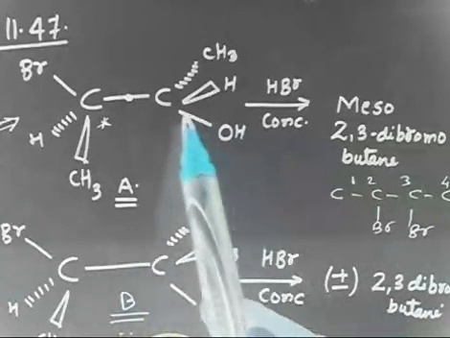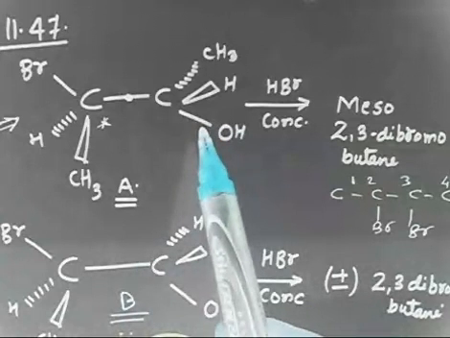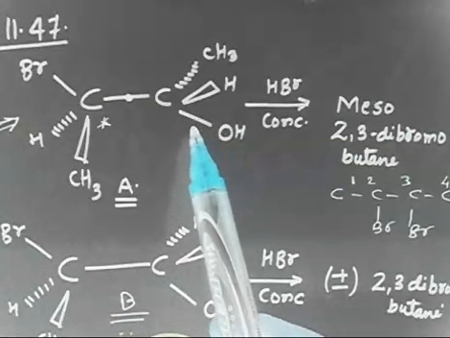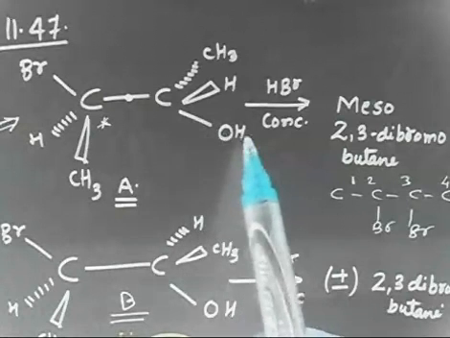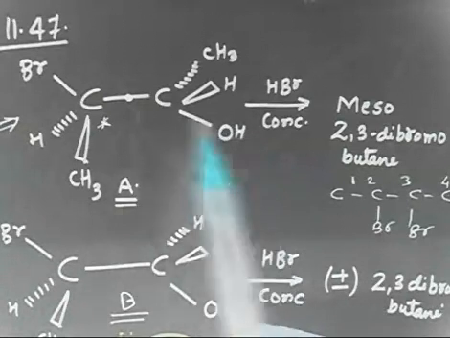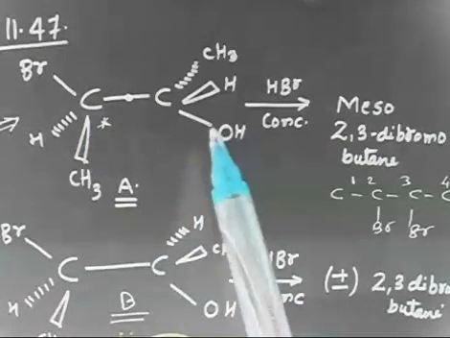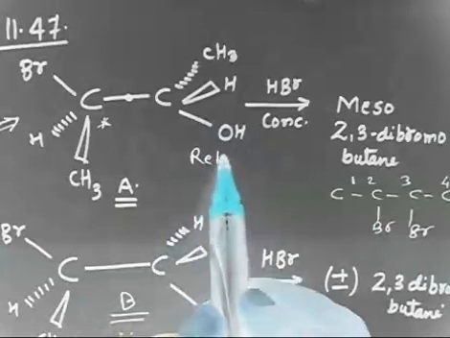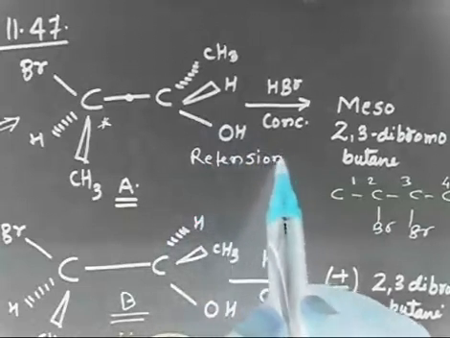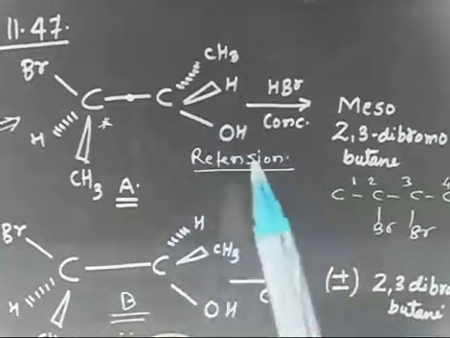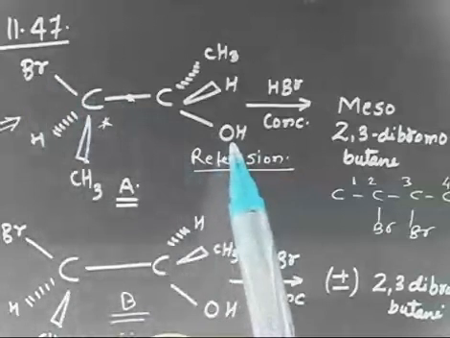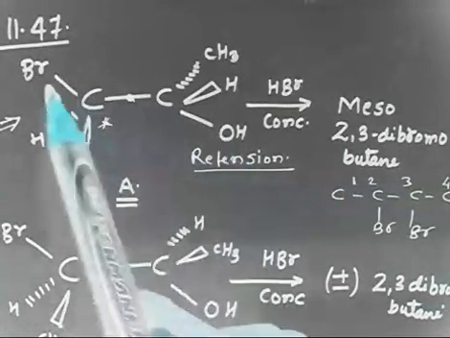Because if I do not change the configuration around this bond, that is, it goes with retention, then I have done. If this bond breaks with retention of configuration, I will simply add Br here in place of OH. If I do that, then there is a point of symmetry. If I break the bond with retention and put Br in place of OH, I have a point of symmetry. There I will have a Br because I have replaced OH and put the Br with retention of configuration.